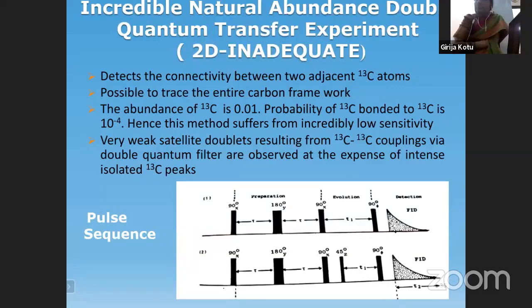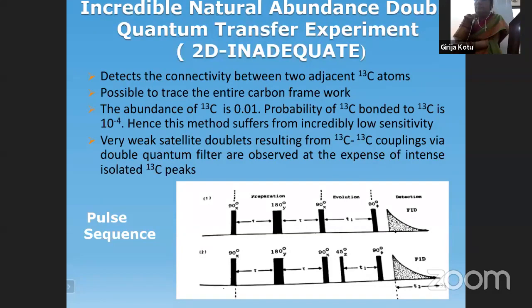That is the reason why we say that carbon is insensitive compared to proton. Whereas if you consider the isotopes of hydrogen, proton is the most abundant natural isotope, which is magnetic. That is the reason why we call it sensitive, and we can record it very easily. And C13 is difficult. It is a less sensitive or insensitive nucleus.